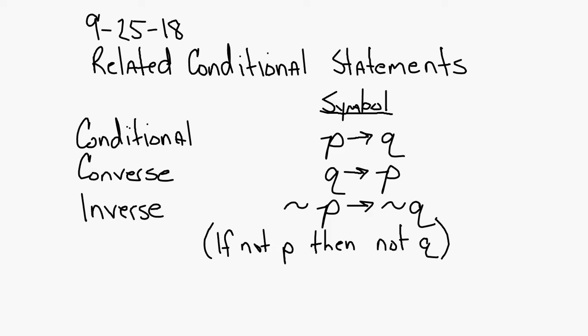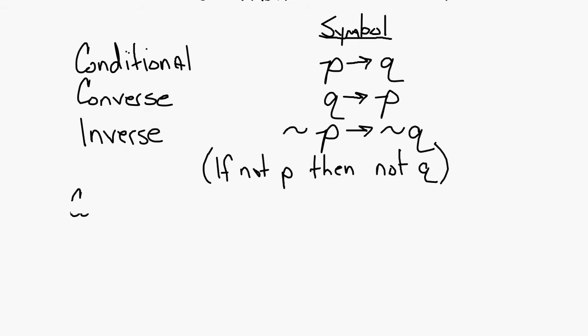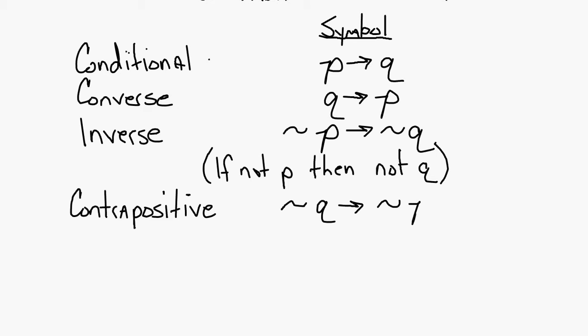The fourth statement is called a contrapositive. Contrapositive is when you negate the converse. All right, the inverse negates the conditional. The inverse negates the original. The contrapositive negates the converse. So the symbol would be, if not Q, then not P.